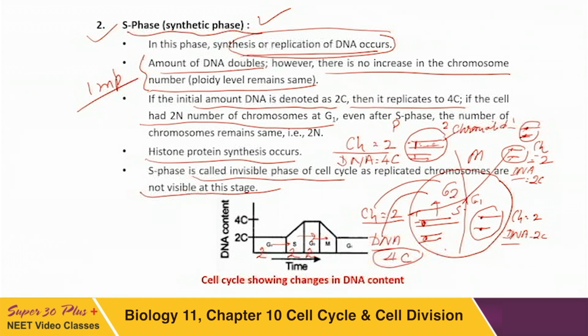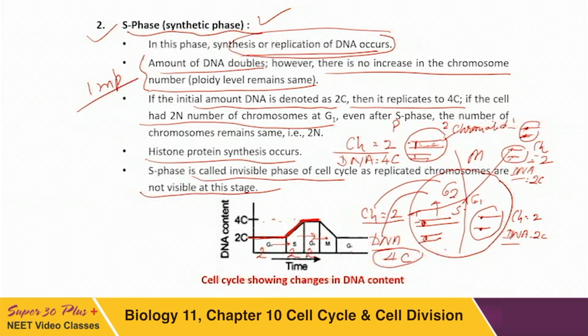What about DNA content? In G1, you see here, this is G1, the amount of DNA is 2C. In S, the amount of DNA has increased to 4C. In G2 also, the amount of DNA is 4C. And in M also, the amount of DNA will remain 4C in the beginning, but as and when M is over, the amount of DNA will be equal to 2C here.